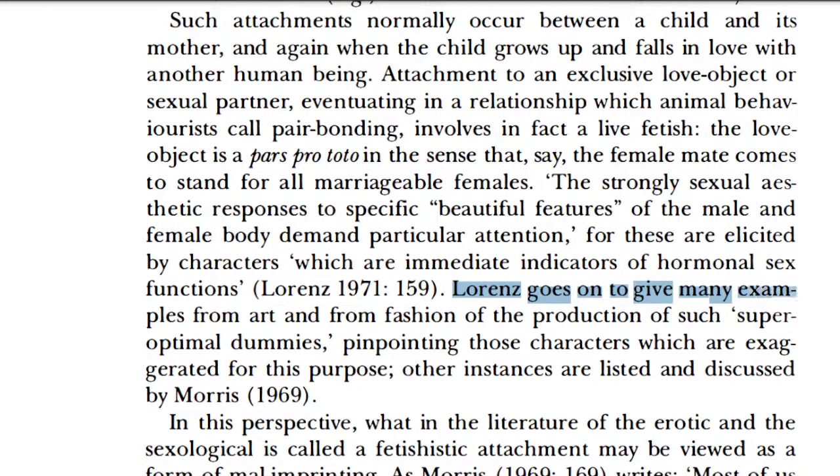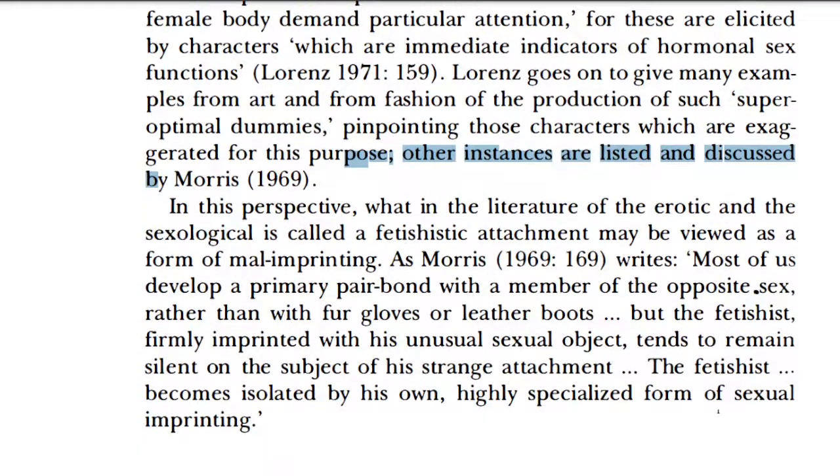Lorenz gives many examples of art and fashion from the production of such super optimal dummies, pinpointing those characters which are exaggerated for this purpose. Other instances are listed and discussed by Morris. Desmond Morris, that's again the, all right.